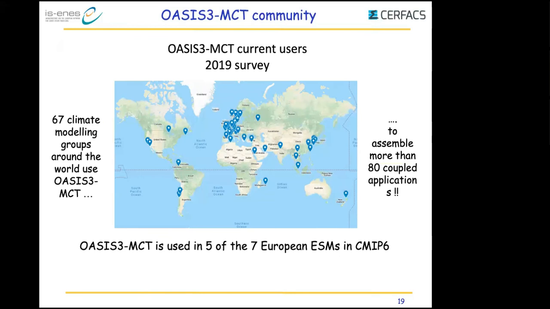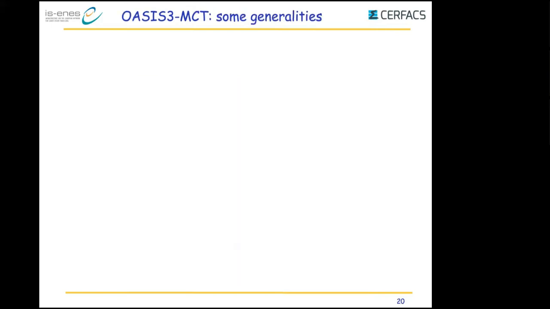So in 2019, we did a survey, and we concluded that it was, at the time, so it's probably even more today, OASIS3-MCT is used by at least 67 climate modeling groups all around the world to assemble more than 80 coupled applications. OASIS3-MCT is used in 5 of the 7 European ESMs in CMIP6. So we have a very large community all over the world.